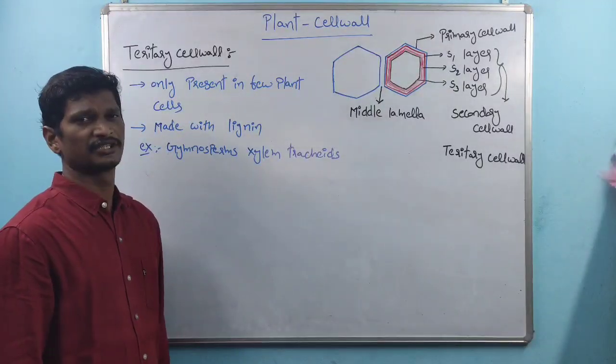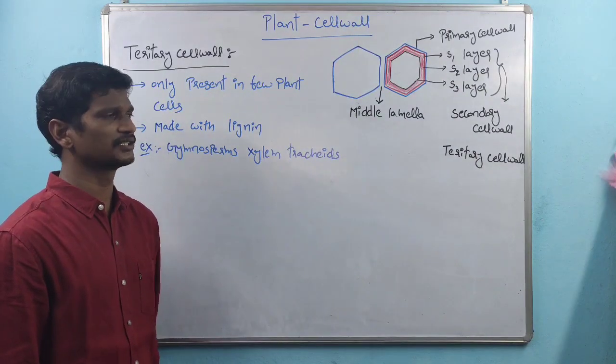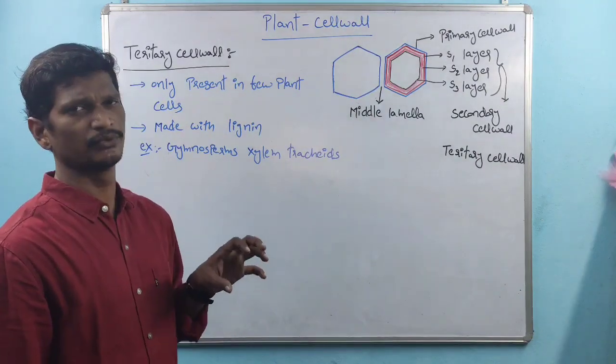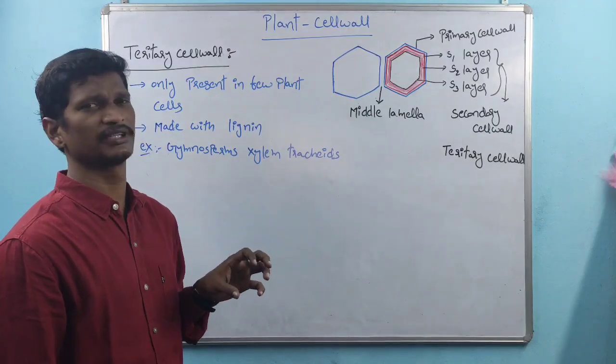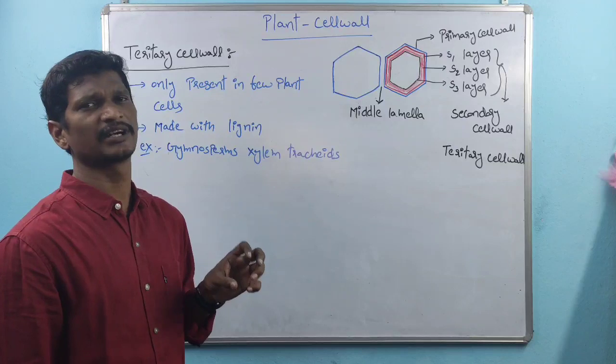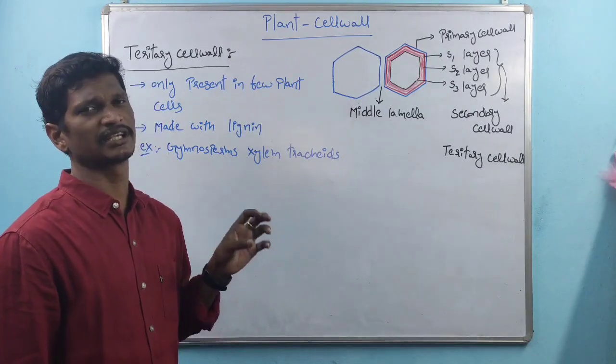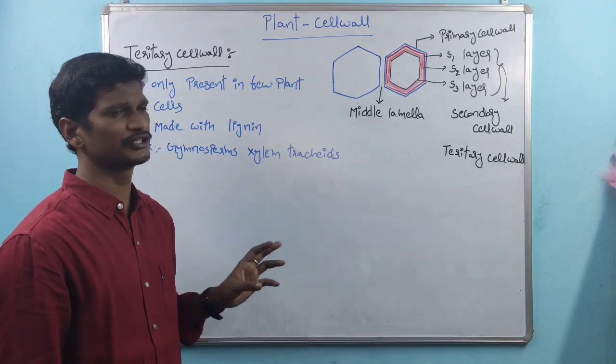Coming to the next one, the tertiary cell wall. The tertiary cell wall is not present in all plant cells. It is only present in a few plant cells, especially gymnosperms. Gymnosperms contain xylem tracheids, and on the inner side of the secondary cell wall in the xylem tracheids, the tertiary cell wall is present.